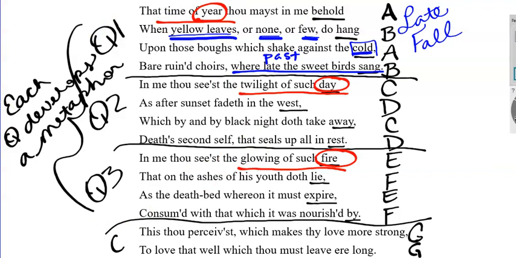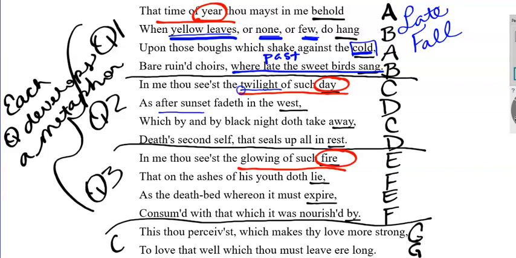Okay, so with Quatrain 2, we're going to be looking at what time of day he is comparing his life to. Well, the first hint that we get is twilight. If you don't know what twilight is, there's a morning and an evening twilight, but we're going to see in just a second that it says after sunset. So we know that he's talking about evening twilight, and twilight is just where you don't see the sun, but you can see light from the sun. So in an evening twilight, the sun has gone down. You can't actually see the sun, but you still see light from the sun.